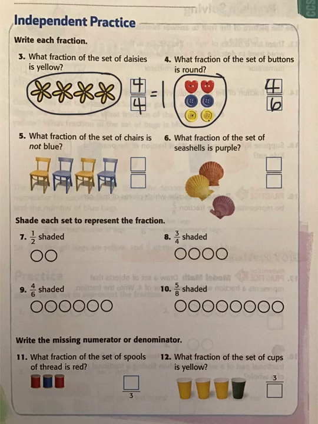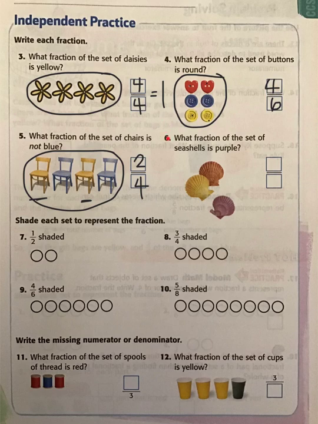Okay, let's look at number 5. What fraction of the set of chairs is not blue? That means they're looking for the yellow one. So I've got 1, 2. 2 are not blue. What is my total? The whole unit, 4 chairs. 2 out of 4 are not blue, or 2/4.